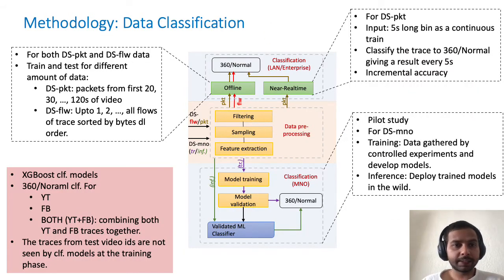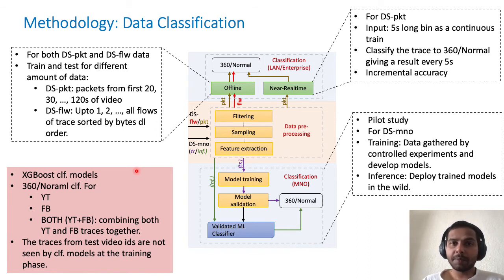Now let's discuss the data classification step in the 360NorVic methodology. For almost all the classifiers that we have in 360NorVic, the base model is XGBoost classification models. We have put both 360 and normal traffic data mainly into 3 traffic types: YouTube, Facebook, and by combining both YouTube and Facebook data, we create another category called both. And also the unique video IDs that we have for each category, which is 50.